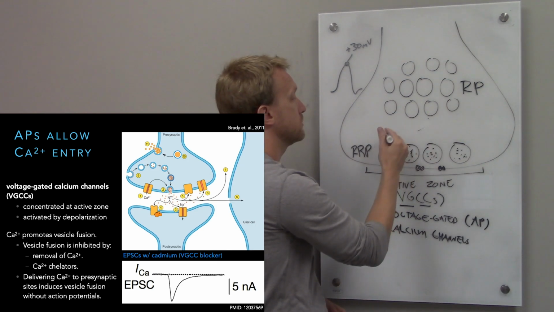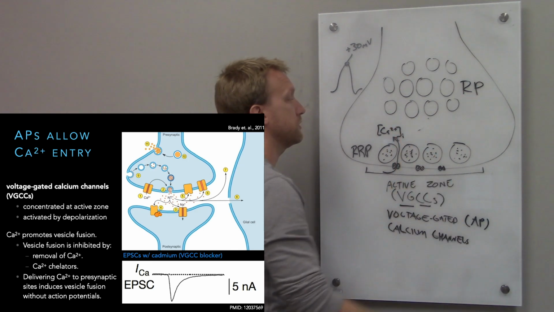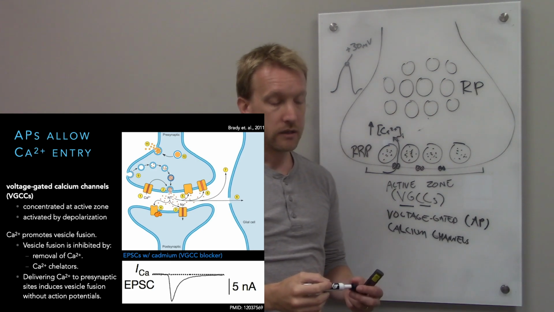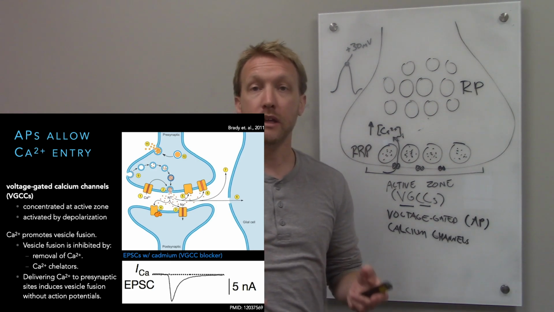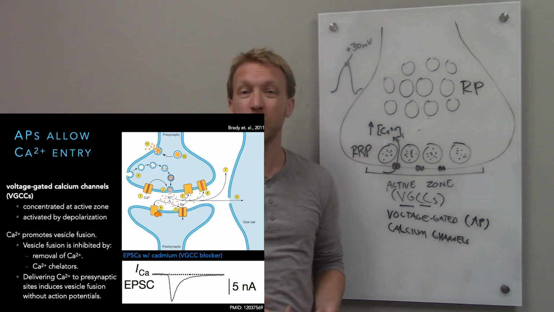Too many arrows. Giving us a brief increase in intracellular calcium. That's what it's all about. If we bring in calcium, we release neurotransmitters. If we don't, we probably don't.